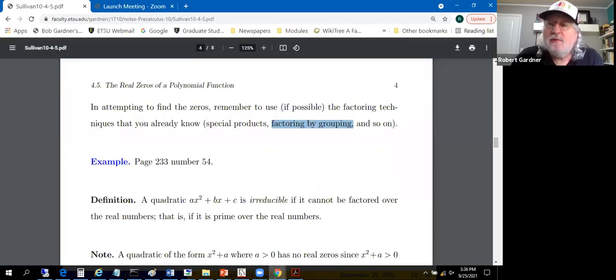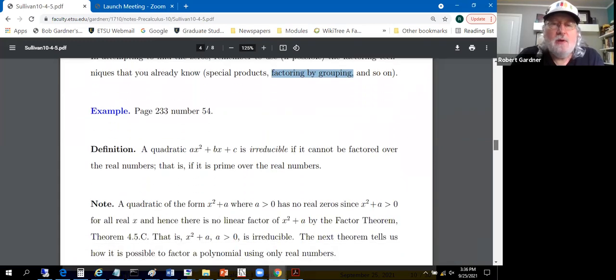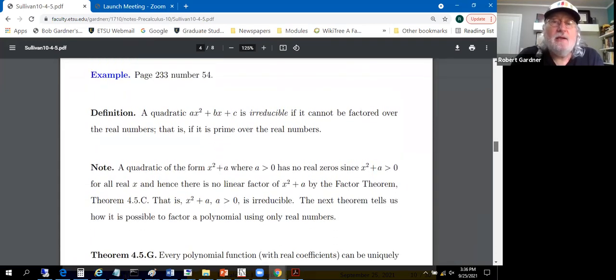Returning to the notes, a quadratic of the form ax squared plus bx plus c is called irreducible if it cannot be factored over the real numbers. That is, it's prime over the real numbers, a term we used at some point in the past, might have been in the review sections.